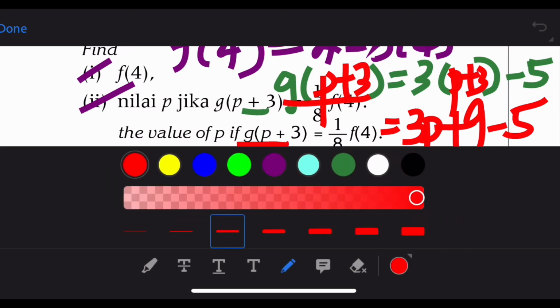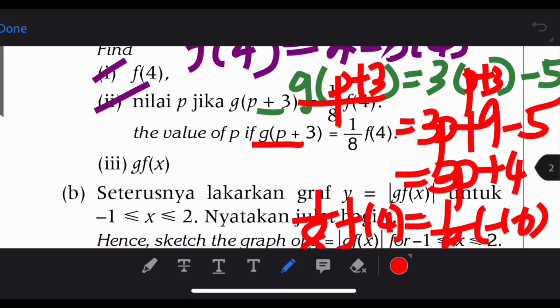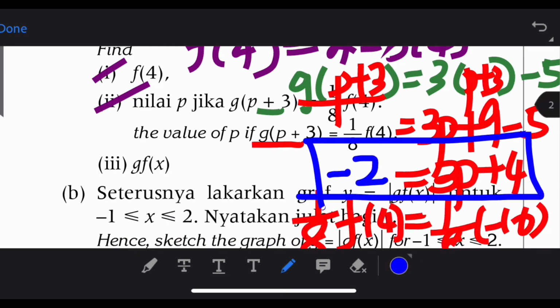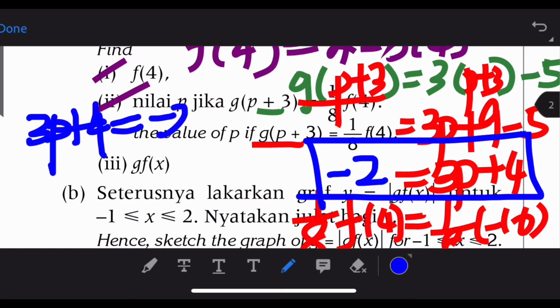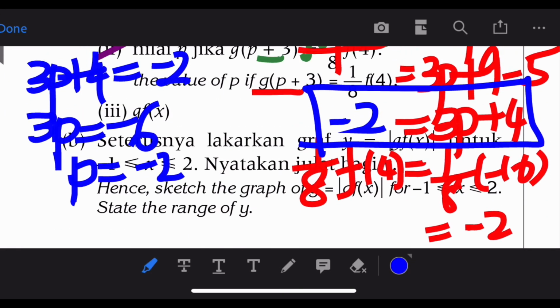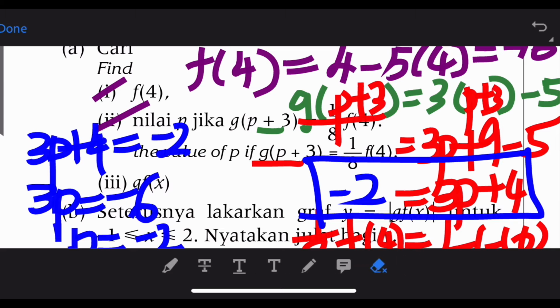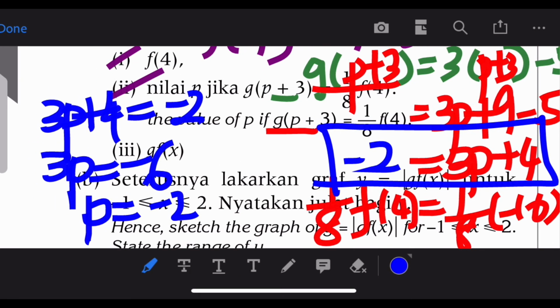So I will substitute into where just now we have g here, which is negative 2. So we are going to solve this: 3p plus 4 equal to negative 2. That means 3p equal to negative 6, right? So p is negative 2. So you have to keep on practicing until you are an expert. When you're an expert, you will make fewer mistakes. So the answer for p is negative 2.